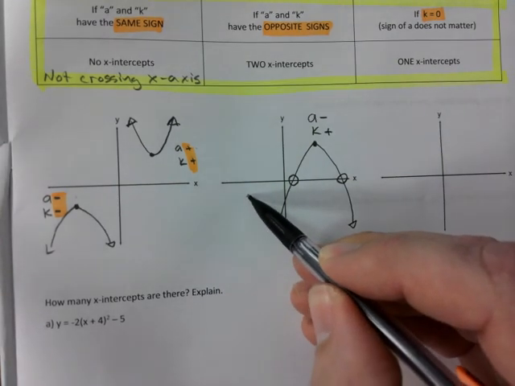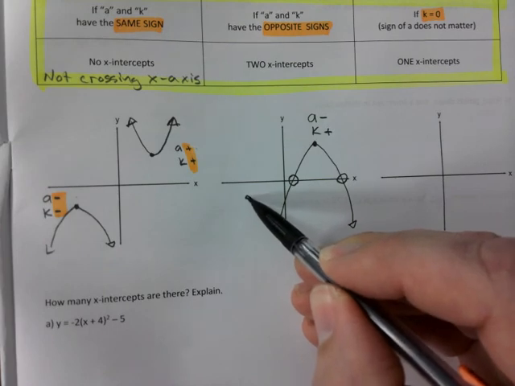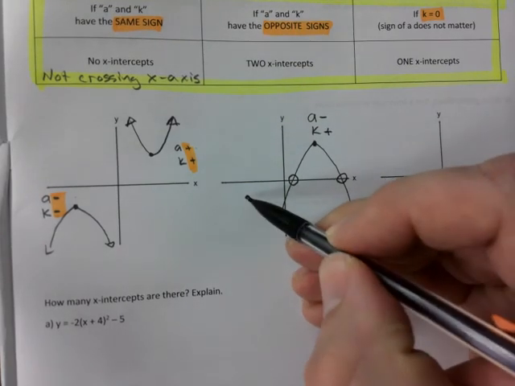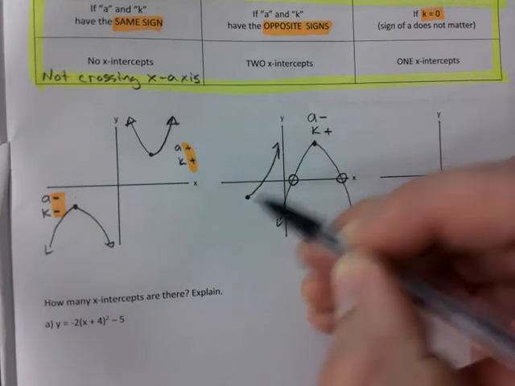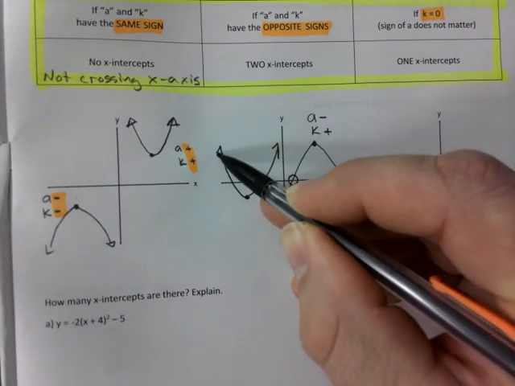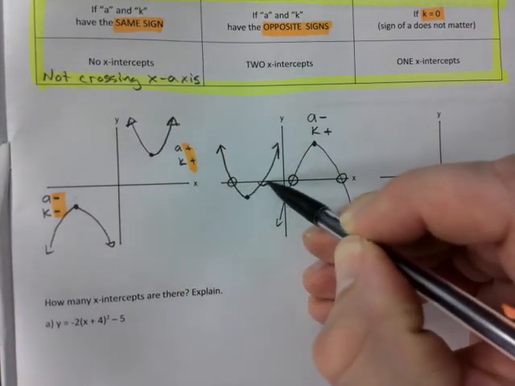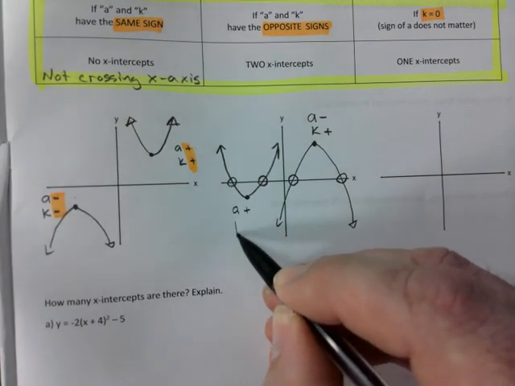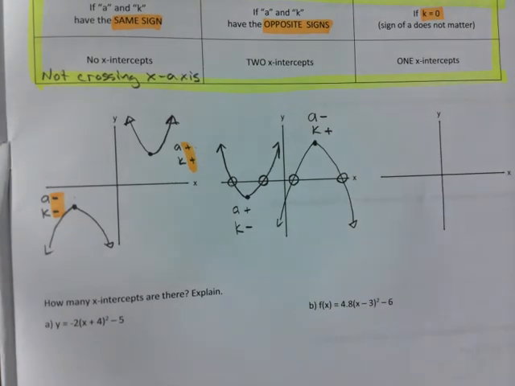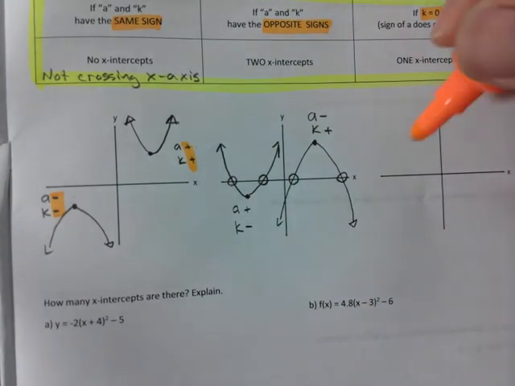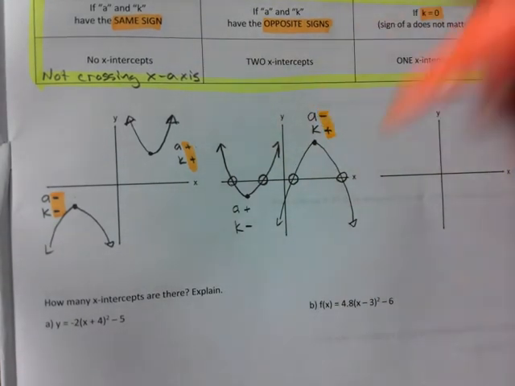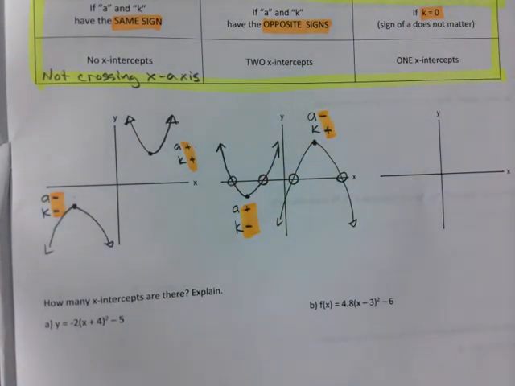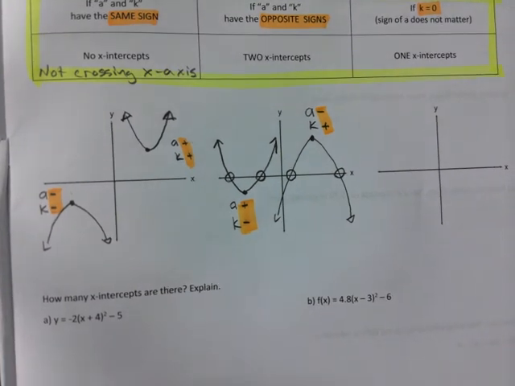On the other hand, if K is negative, then the vertex is below the x-axis, but A would be positive, right? And that would create this, where you have two x-intercepts. So here A is positive and K is negative. So they have opposite signs. So without even typing this into your calculator, you can tell how many x-intercepts there will be, right?